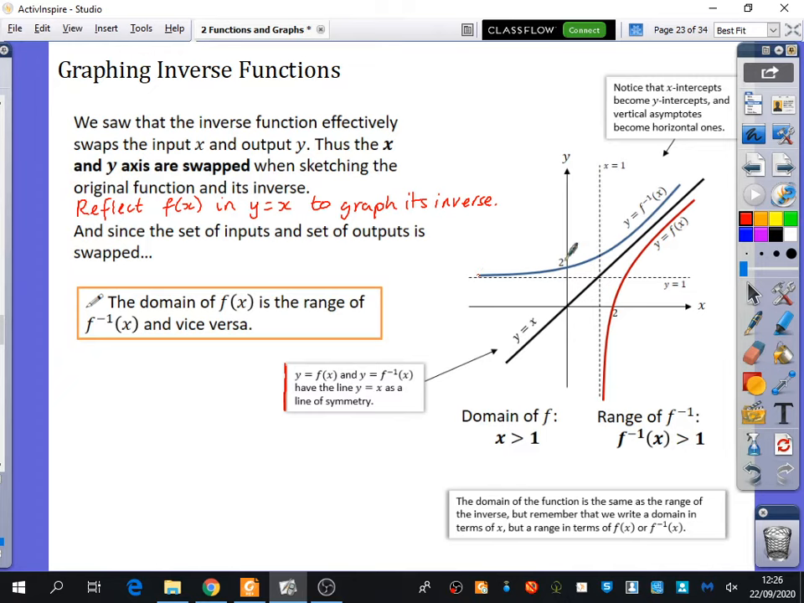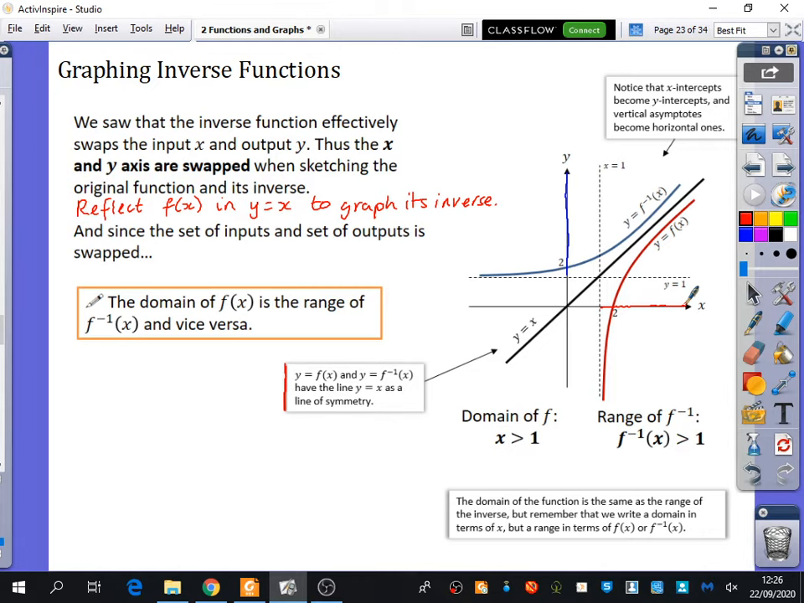So the range of this blue graph is the fact that it can achieve all of these values. The domain of the red graph is the fact that you can input all of these values. So basically, function and inverse functions are all about swapping. Domain becomes range, range becomes domain. And this application of things really becomes like a little way of solving problems.